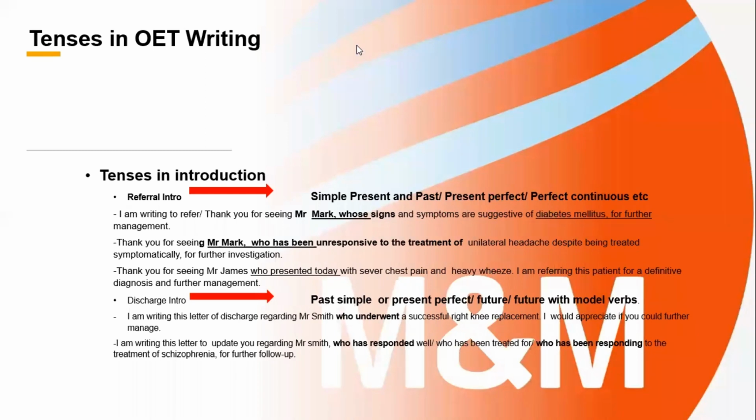Now, these are two examples of the tenses that we can use in present or past form as well. Now, coming towards your question that you asked in the chat, ma'am, regarding the comma point, if we are using a non-defining clause, such as in the first example, whose signs and symptoms are suggestive of diabetes mellitus, this relative clause is non-defining, so we can separate it at both ends with commas. But if you are using a defining clause, let's say in this sentence, who presented today with severe chest pain and heavy wheeze, this is your defining clause. So there is no comma before the who clause. Is it clear to you?